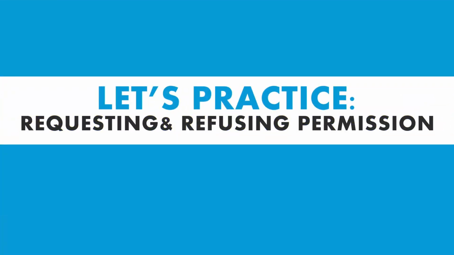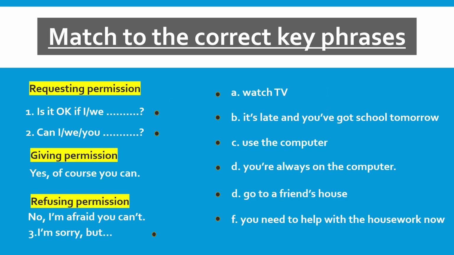Alright, now let's move to the final activity of our lesson today, where we are going to practice how to request and refuse permission. Now this exercise is adapted from your textbook on page 38, but I changed the activity slightly, where you are going to match the answers to the correct key phrases that we have practiced earlier in activity 1 and 2. In this activity, we are going to match the phrases from A to F to the phrases from 1 to 3.